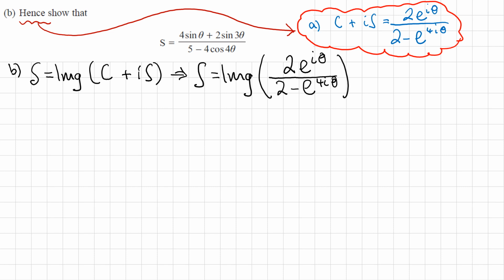Now, to get the imaginary part of this expression, I really need a denominator that's either real or imaginary, because at the moment the real and imaginary parts are all mixed up. A trick we can use is to think carefully about what we can multiply the top and the bottom by to make this denominator real or imaginary.